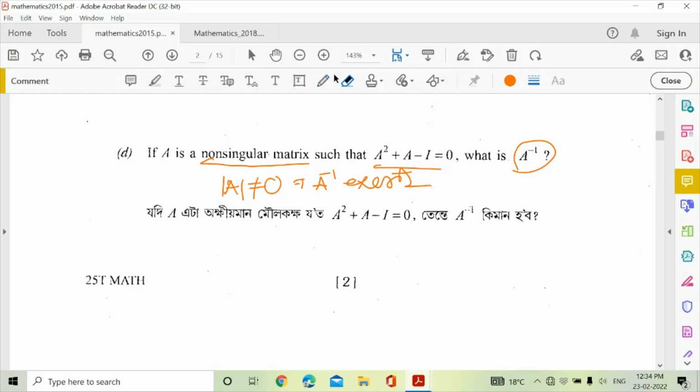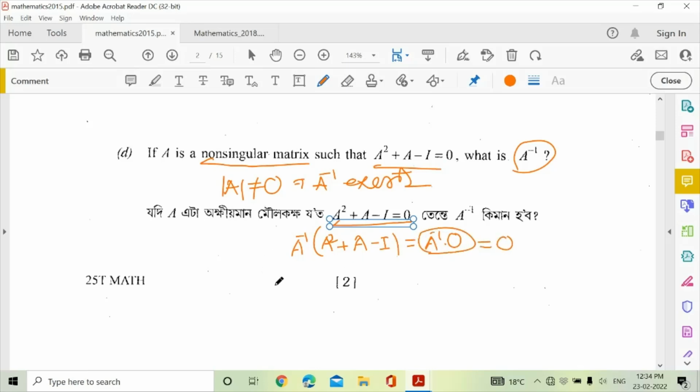Okay, so the expression is this one, correct? Now we are going to multiply both sides by A inverse. That means A inverse of what? It is A square plus A minus I equal to A inverse into 0. So this term will become 0. So we will have 0.